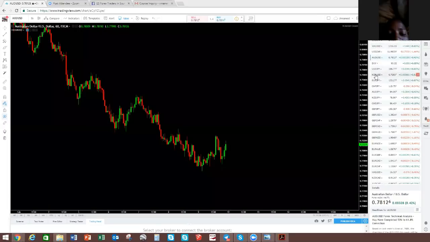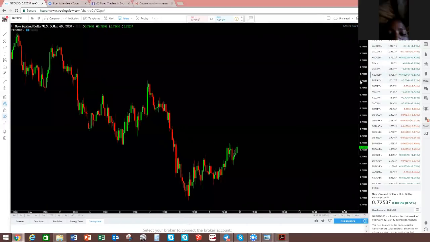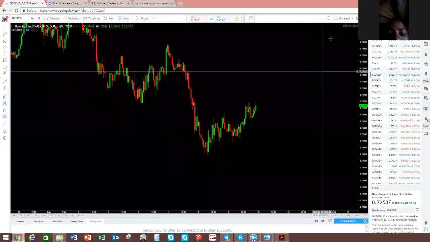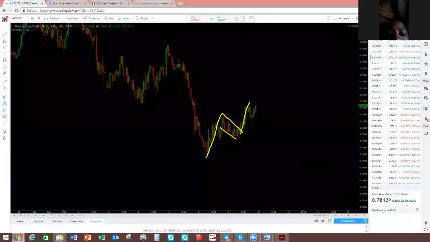Where's New Zealand? There we go, New Zealand. If you look at New Zealand and Aussie, you can see that New Zealand is ahead. New Zealand and Aussie are also correlated, 1, 2. So New Zealand Kiwi US dollar is here, busy with this correction. This one has already made this move, so you'd expect that Aussie will do the same.